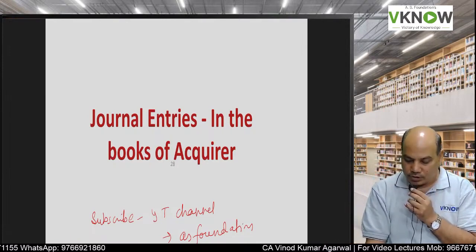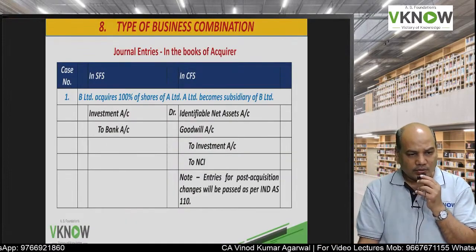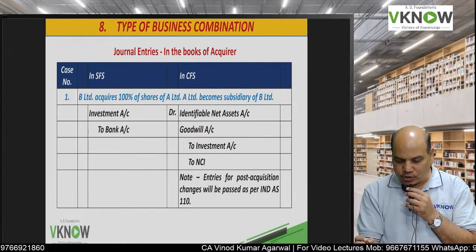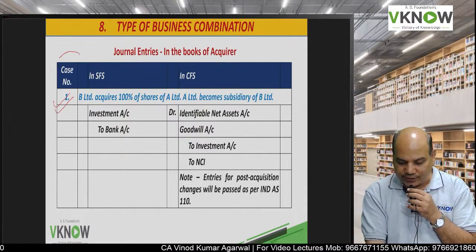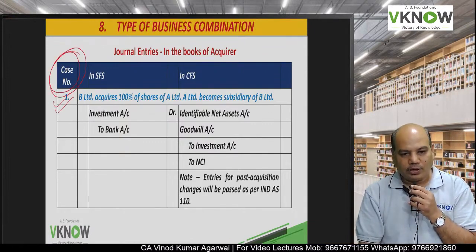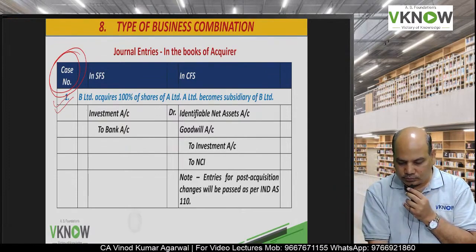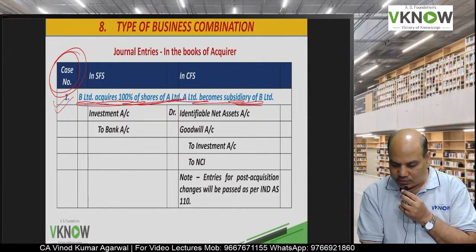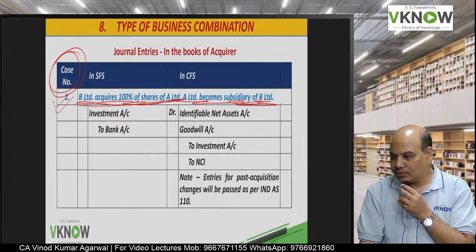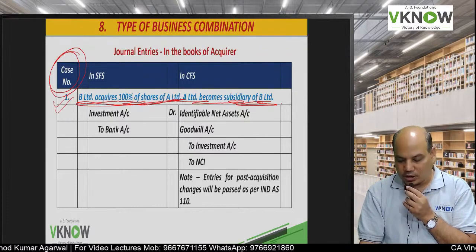So let us come to accounting in the books of acquirer. Now what are the types of question they will ask you? Pay attention on this case number. So I will take 4 slides for 4 cases. First, case 1. B Limited acquires 100% of shares in A, and A Limited becomes subsidiary of B. So it is a case of 100% acquisition of shares in another company.